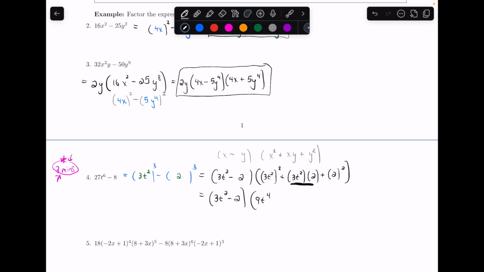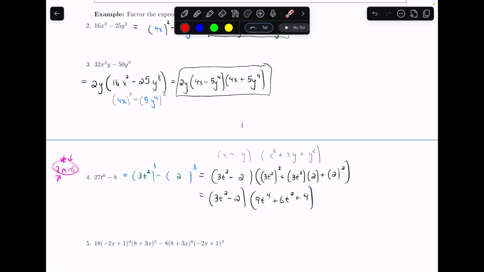Multiplying these two together, I get 6t squared, and then 2 squared becomes 4. It turns out when you do difference of cubes or sum of cubes, the second parentheses, the one that's got these 3 terms, pretty much never factors more. So I don't need to try.